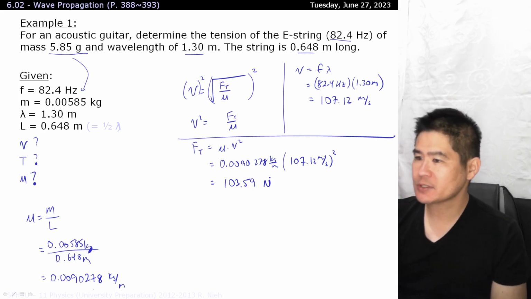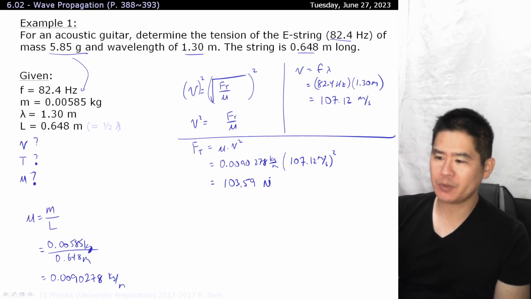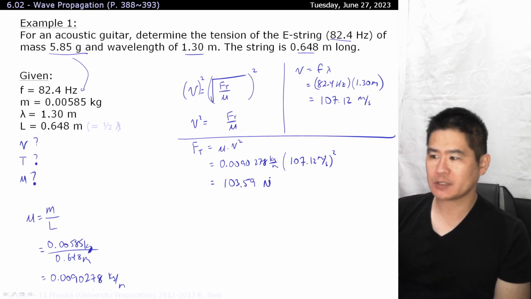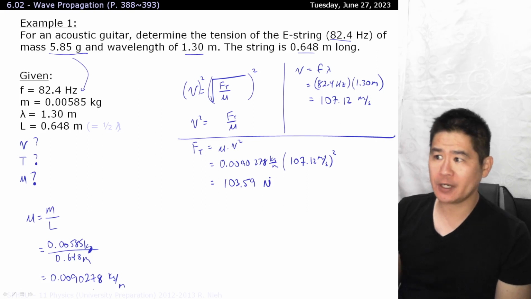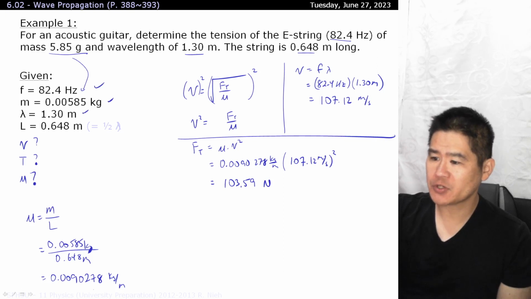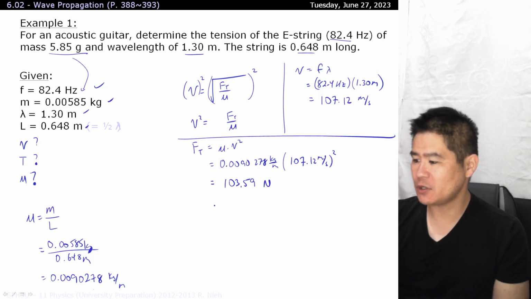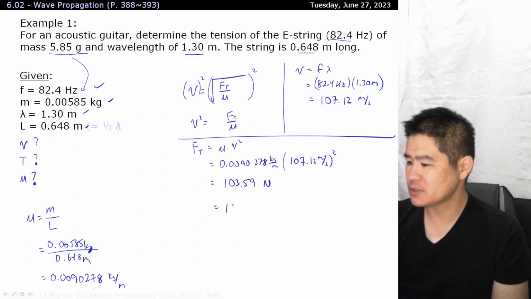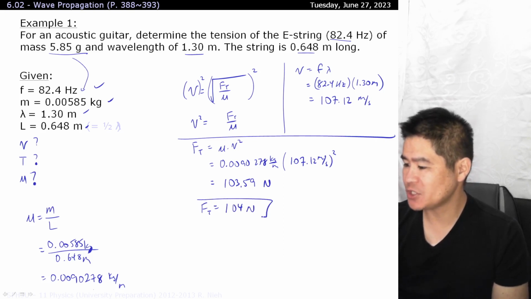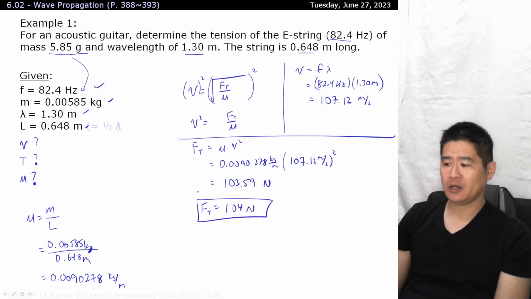But that is our final answer, but we should be stating our final answer to the right precision and certainty. You'll see that in all these calculations here we're multiplying and dividing, so we should be dealing with everything in sig fig. You'll notice that all our measurements are 3 sig fig, so our final answer should also be 3 sig fig as well. So this would round to 104 newtons, and that would be the corresponding tension on one string on a guitar.